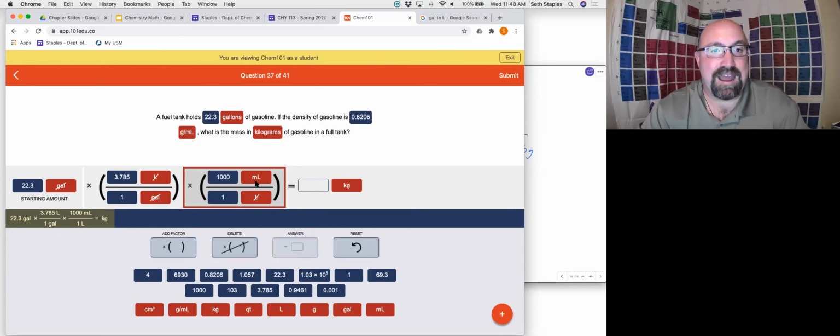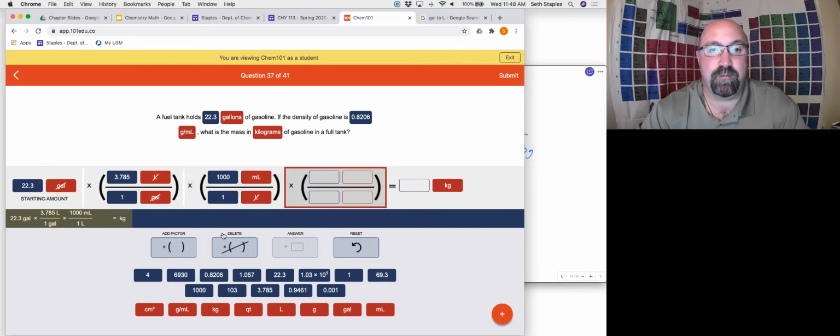So great. Now I'm at milliliters. Still need to get to kilograms. I see that I can use my density to get to grams from milliliters. So let's put that one in. I've got 0.8206 grams per every 1 milliliter. That's my density.